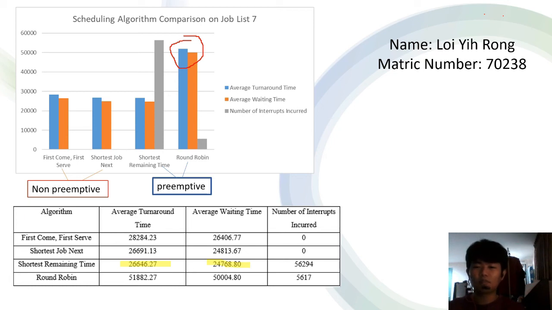First come first serve and shortest job next are non-preemptive scheduling algorithms, where a process cannot be interrupted until it terminates or switches to the waiting state. Therefore, both do not have any number of interrupts incurred.